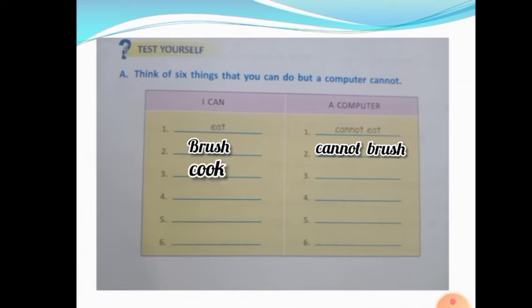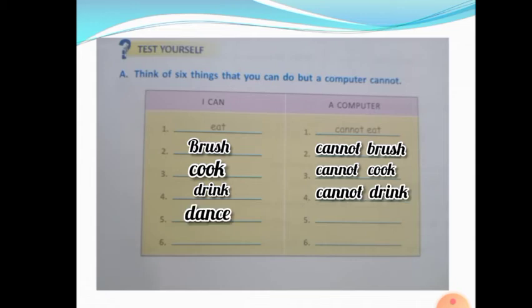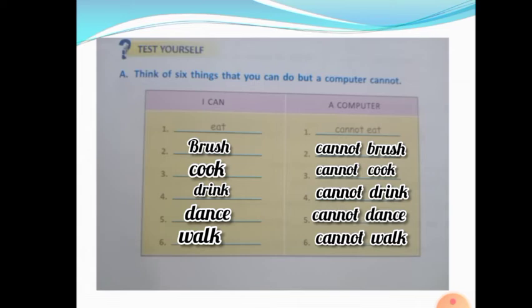Third one, cook. We can cook, but the computer cannot cook. The fourth one, we can drink. The computer cannot drink. The fifth one, we can dance. The computer cannot dance. Good. Sixth one, we can walk, but the computer cannot walk. Right?